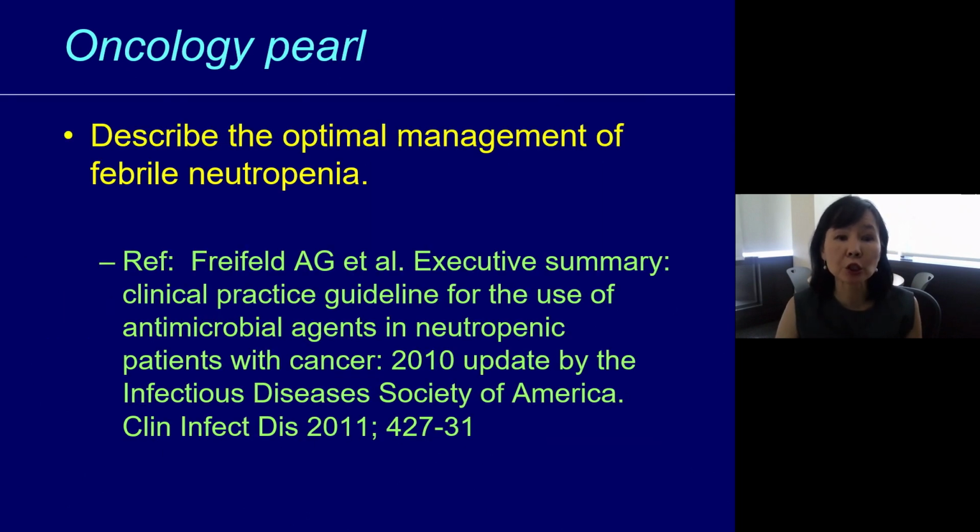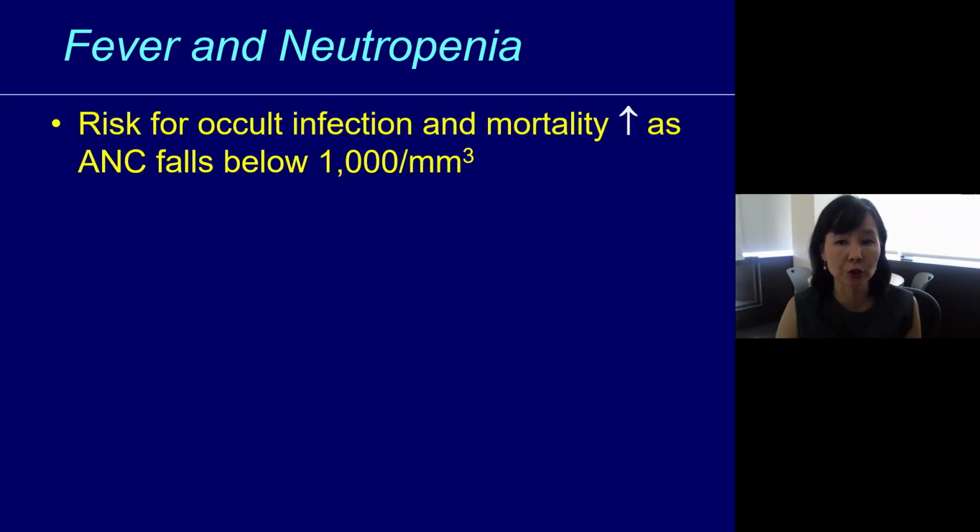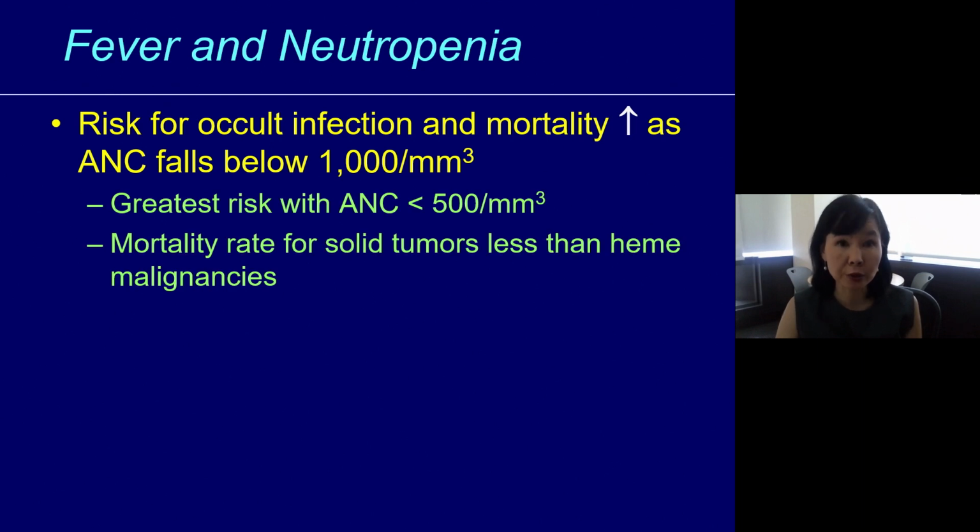And so now we're going to talk about the optimal management of febrile neutropenia. So this is the definition of a fever. And then in terms of neutropenia, it's when the absolute neutrophil count is less than 500, or you have a predicted nadir of less than 500 in the next 48 hours. So the reason why we worry about this is the risk for occult infection and mortality increases as the ANC falls below 1,000. The greatest risk is with an ANC less than 500.